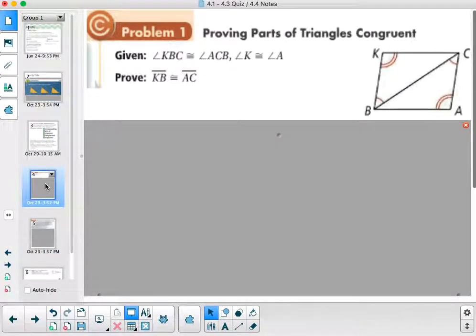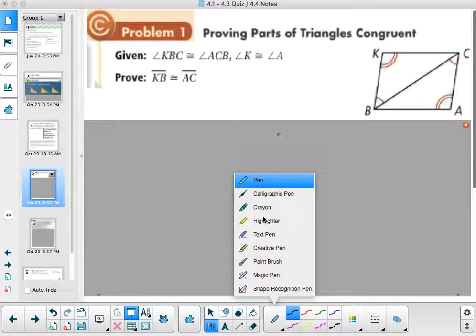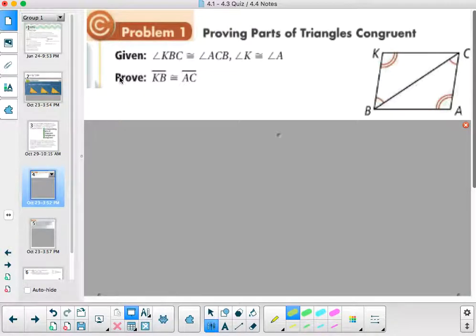Here is our first example. In our first example, we have been given that angle KBC is congruent to angle ACB, and angle K is congruent to angle A. Notice a difference with what we're trying to prove now that we're in 4.4. In 4.4, we're trying to prove that segment KB is congruent to segment AC. So our goal is to be able to add these congruency markings into our diagram. But in order to add those congruency markings into our diagram, we must first prove that the triangles that create those 2 are also congruent.